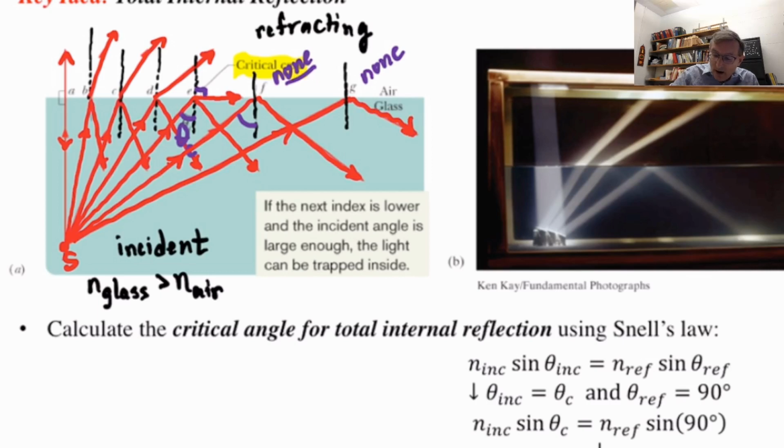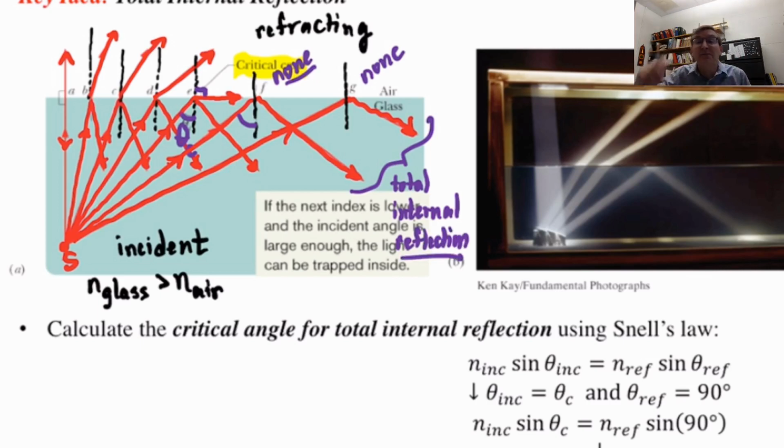And so if we are having a situation like this, where all of the rays are reflected back, that's called total internal reflection. And that's the physics behind fiber optic cables.